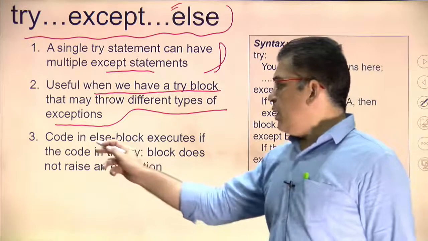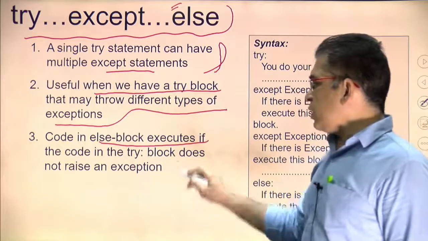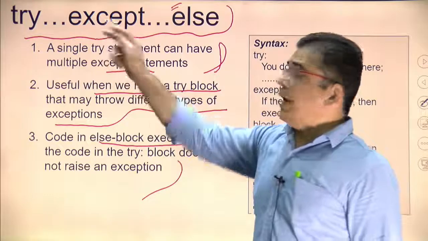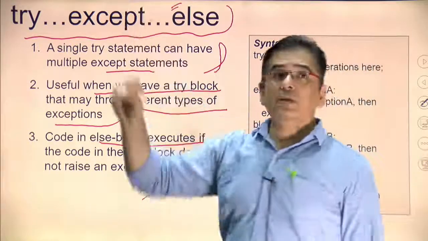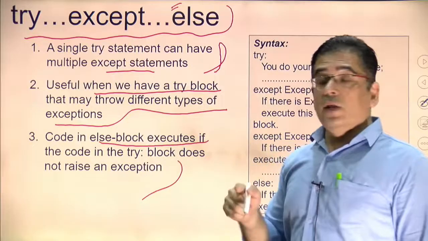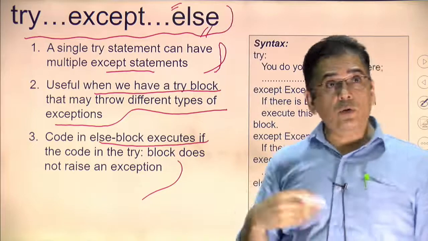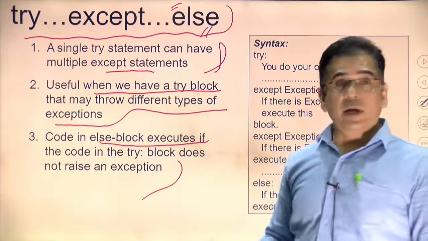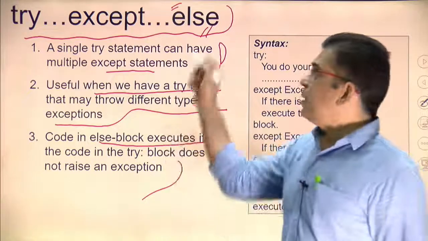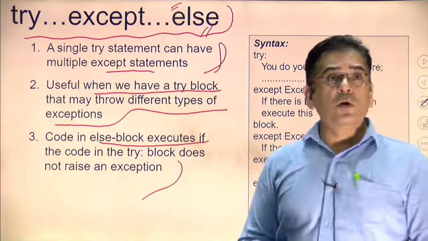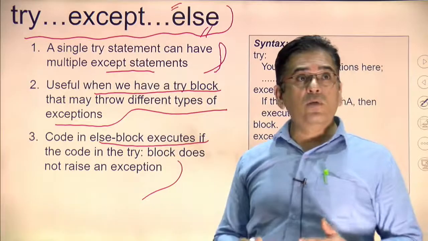The code in the else block executes if the code in the try block does not raise an exception. If try has not thrown any exception, the code written in the except block will not execute. In that case, the else block will run and the code written outside the exception handling mechanism will be executed. But if an exception is raised, the code written in the else block will not be executed. The code written in the except block will be executed.